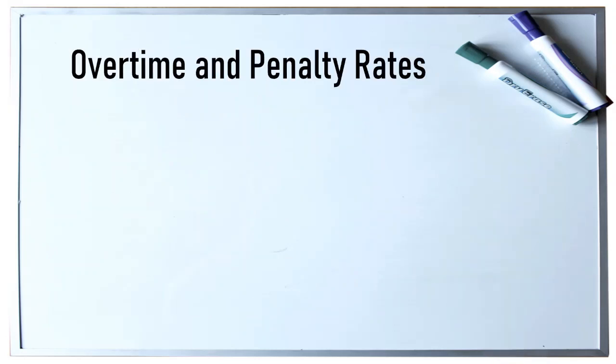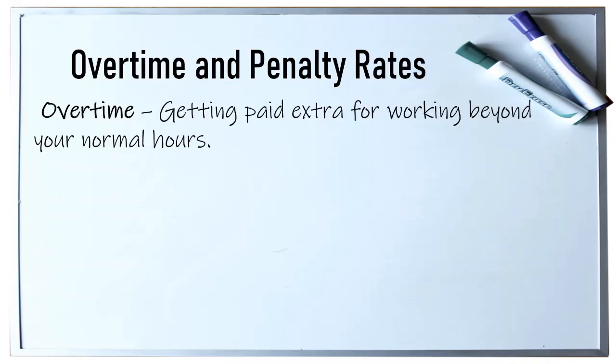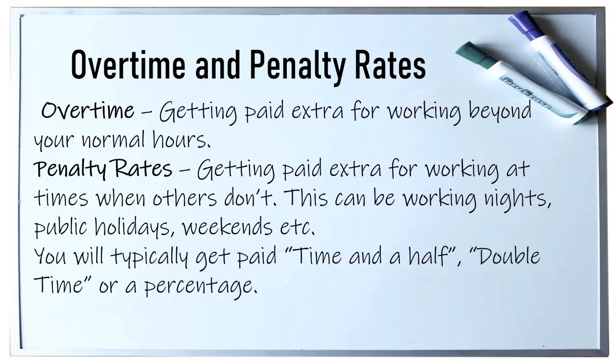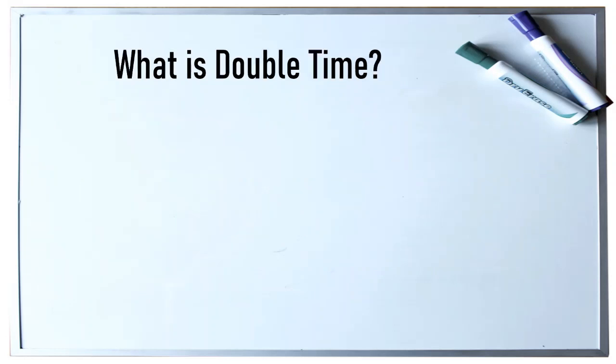Let's have a look at some definitions. Overtime is getting paid extra for working beyond your normal hours. Penalty rates is getting paid extra for working at times when others don't. This could be working nights, public holidays, or weekends. You typically get paid time and a half, double time, or a percentage on top of what you would normally get. So what is double time?